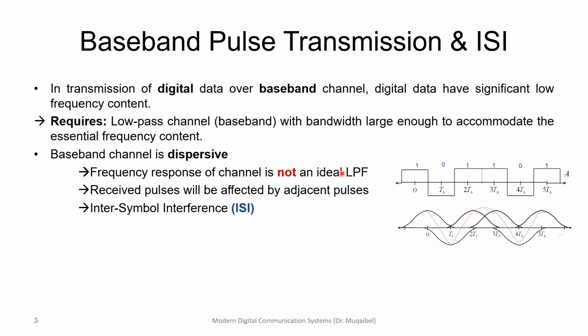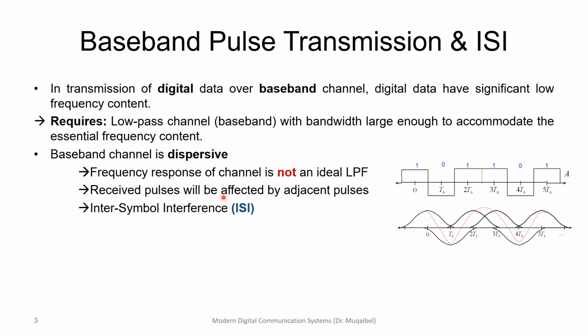And even if we assume it's an ideal low pass filter, the bandwidth limitation will also affect the output signal. So the received pulse will be affected by adjacent pulses. It's not going to take the time duration given to it; it will disperse and expand. As we can see here, I'm representing the bits with the following shape, positive and negative, but because of dispersion, every bit is expanding into the next and affecting the adjacent symbols. This is known as inter-symbol interference.